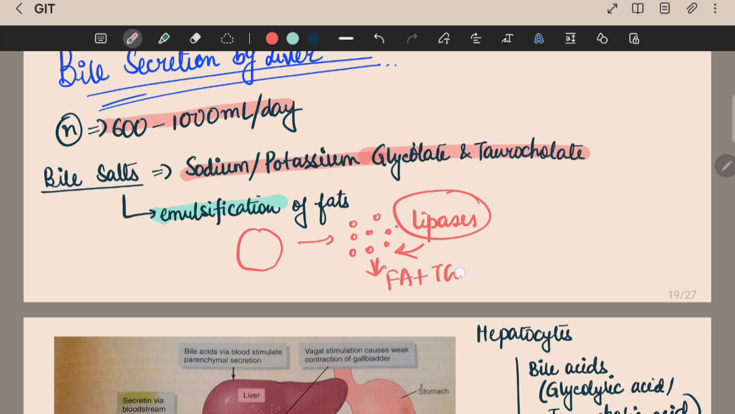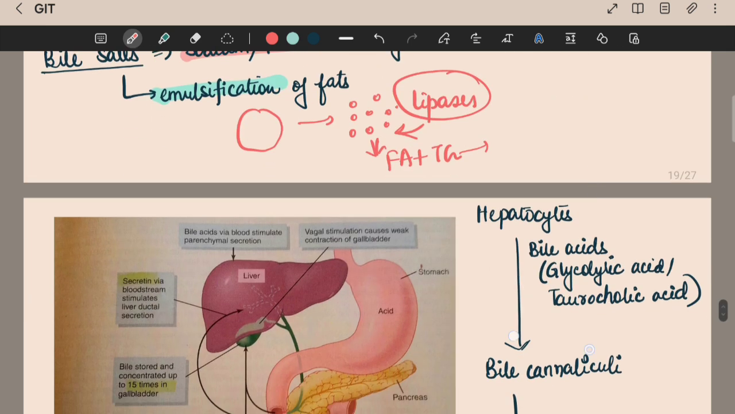After that there will be cholesterol esterase acting, and phospholipases. All these are dealt with in fat metabolism in biochemistry. I'm not going into those details, but remember emulsification is mainly the process of breaking down the larger fat droplets into finer or smaller droplets, such that the intestinal lipase can act on these and break down the fats. So this is the structure.